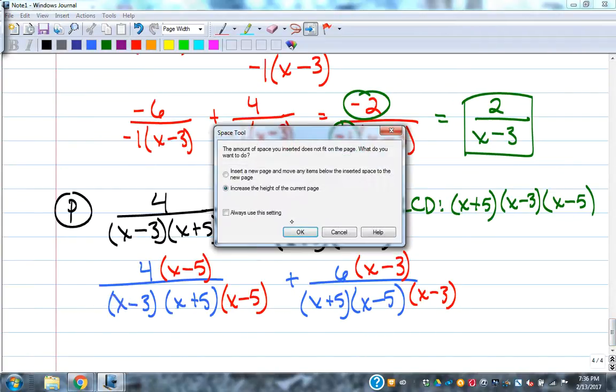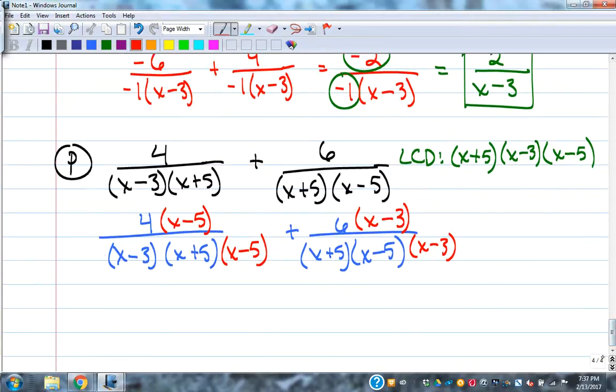Being able to find that least common denominator is going to be key in being able to find what's missing. So for the least common denominator, you find the shared piece, if there is one, and then you add on the pieces that are not shared from each individual fraction. Now we need to work this part out. So I'm going to multiply out the numerator. I'm never going to multiply out the denominator.